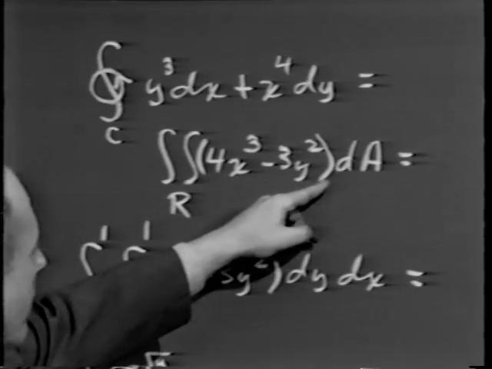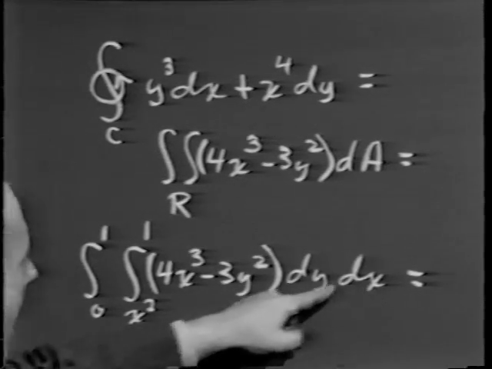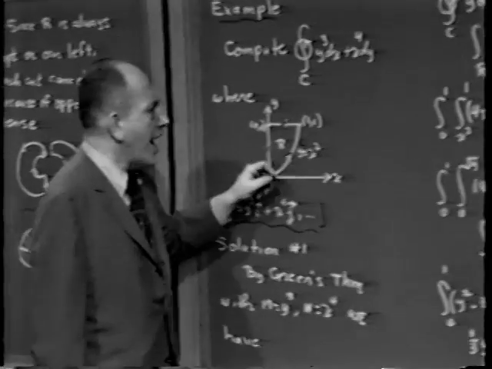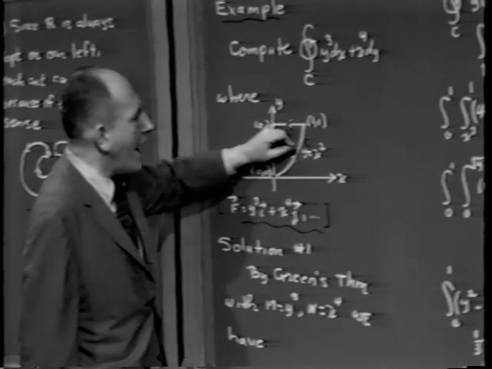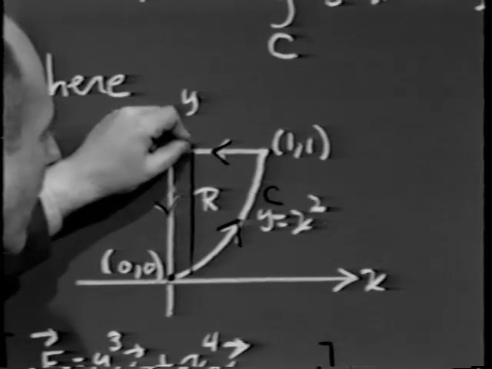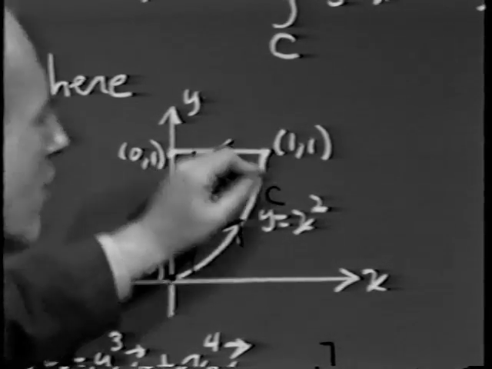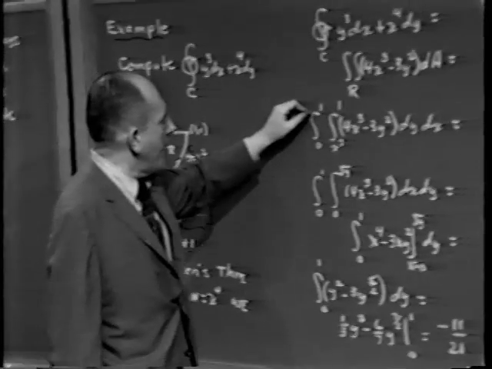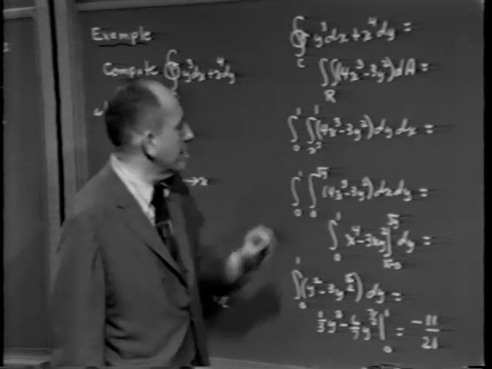And now, what is my region R? I'll think of it as being a dy dx. And if I look at my region R, I observe that for a fixed value of x, y varies from the curve x squared to 1, and x in turn varies anywhere from 0 to 1. So the line integral that I'm trying to evaluate is this particular double integral.